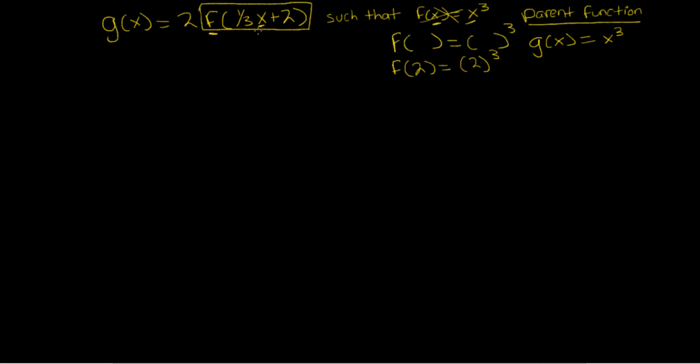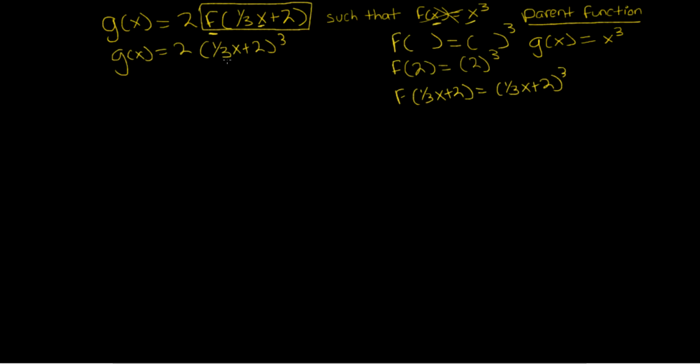Now this question, we don't want this function inside of the equation. We want to know what this function is to graph the transformations, because you can go right ahead and try to graph the transformation just looking at this equation here. It won't work. So we said f of a bracket is equal to that bracket cubed. So f of 1/3 x + 2 is equal to (1/3 x + 2) cubed. Now you can write that down as g of x is equal to 2 times (1/3 x + 2) cubed.